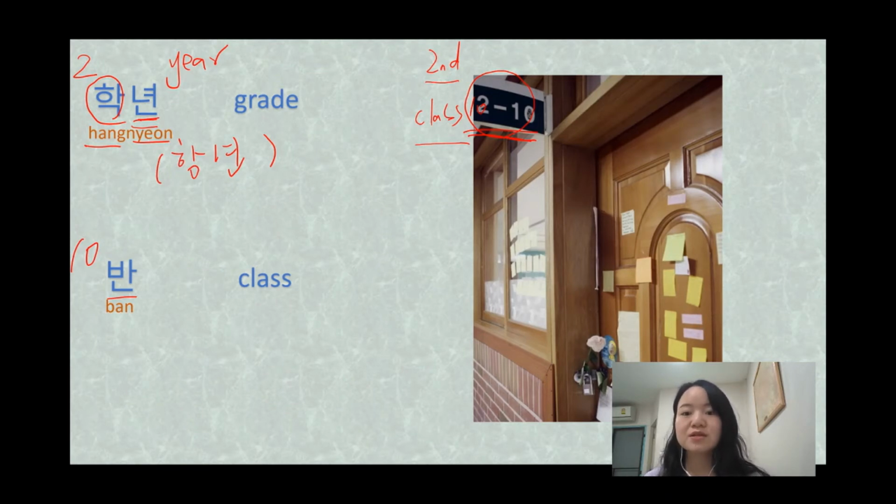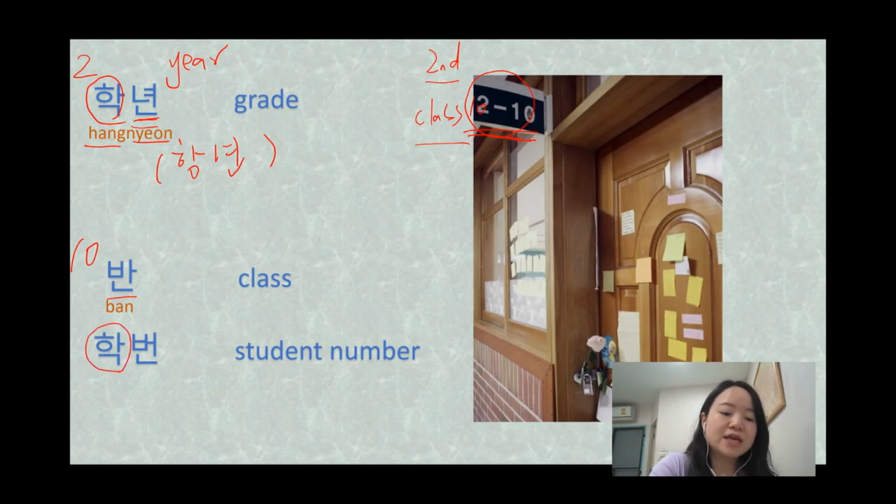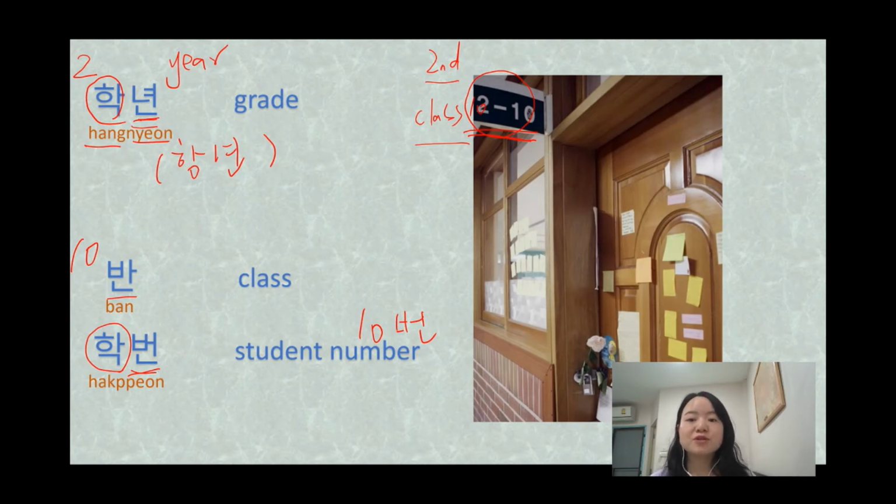Another one is your student number. Okay, it's 학번. We learned 학. Then this one, we saw it just now, right? In 번호. So 번 means number. Okay, your number, 학번. Suppose you are number 10 in your class. It should be 10번. Okay, so we learned grade is 학년, then class 반, then your number 번, 학번.